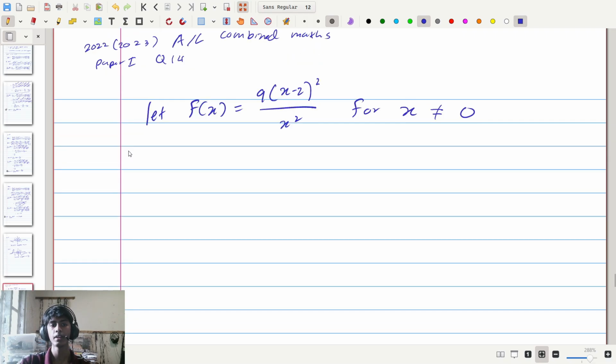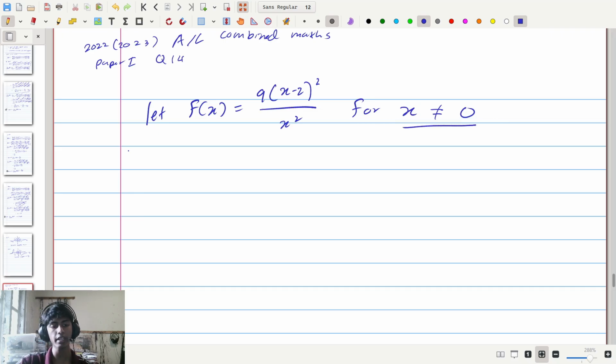So we have, let f(x) equal 9(x minus 2) squared divided by x squared for x not equal to 0. The reason for x not equal to 0 is of course because when x is equal to 0, we have divide by 0 occurring here. Since we want to avoid divide by zeros, as at those values f(x) is undefined, we simply cut that out of our possible domain.